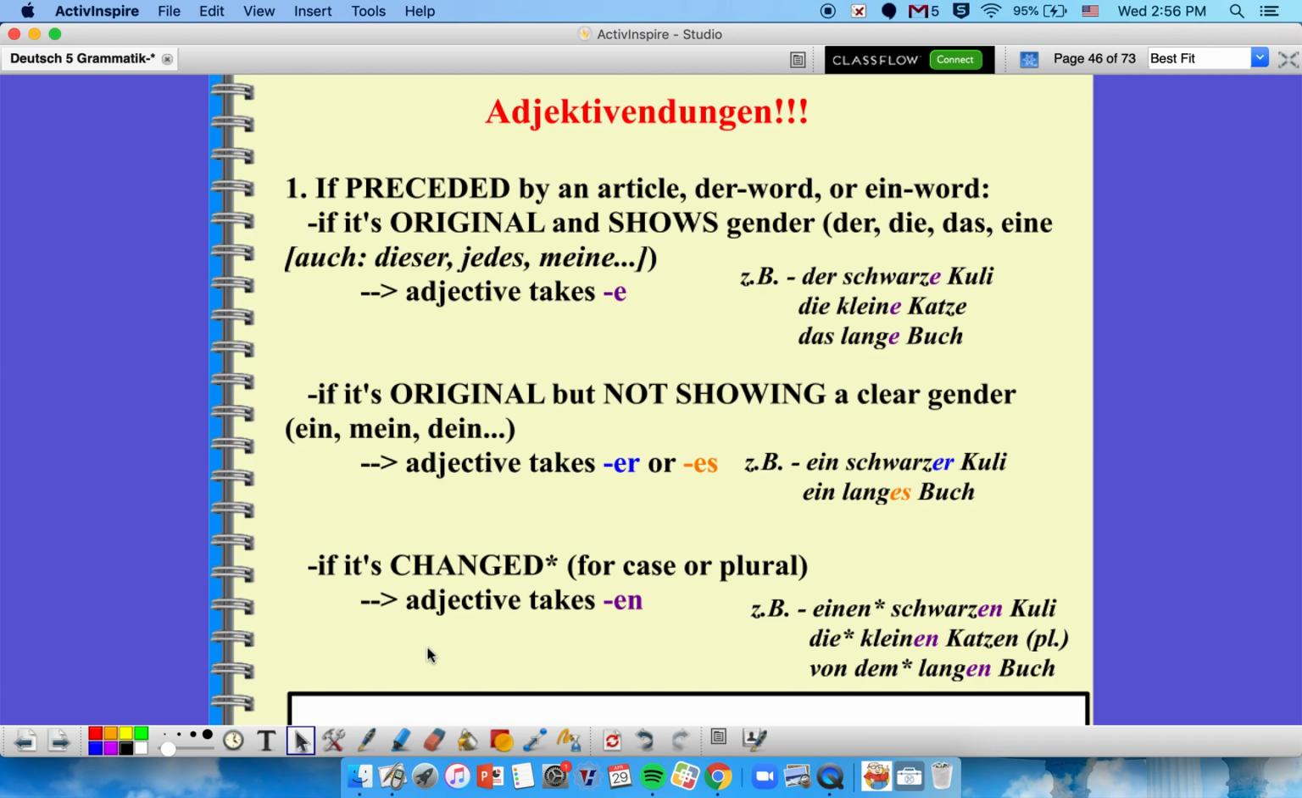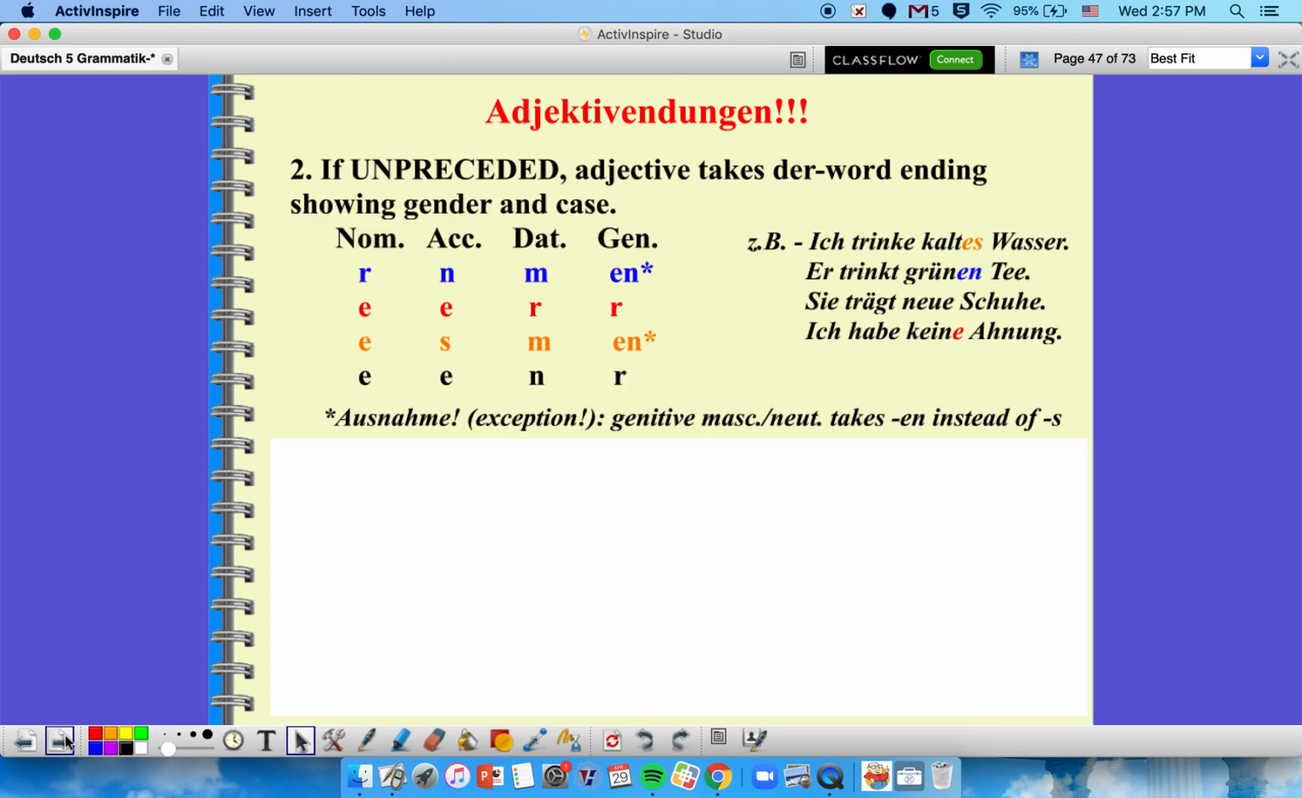And if it is original, does it show the gender or does it not show the gender? But then what if you don't have any article-like word at all? It's unpreceded. If that's the case, and you just have an adjective in front of a noun, but no article-like word at all, then the adjective is just going to act like the article would. It's going to take the der word ending to show the gender in the case.